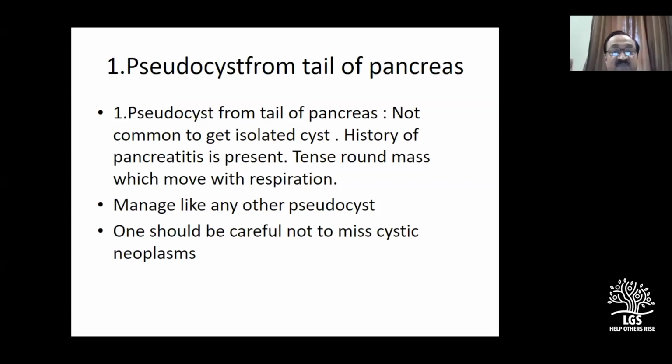The patient might have had an attack of acute pancreatitis. So a pseudocyst not necessarily arises from the body; you can also get them from the tail region. You can have a 5 to 6 centimeter pseudocyst just palpable in the left hypochondrium. They move with respiration. What is the management? Management is like any other way how you manage a pseudocyst. Last word is the key here, because one should not miss a cystic neoplasm arising from the pancreas, which may present as acute pancreatitis. So adding more confusion, because these are the cystadenomas.